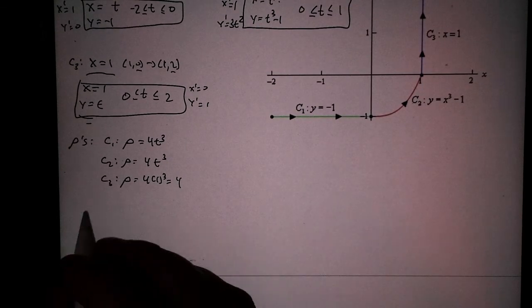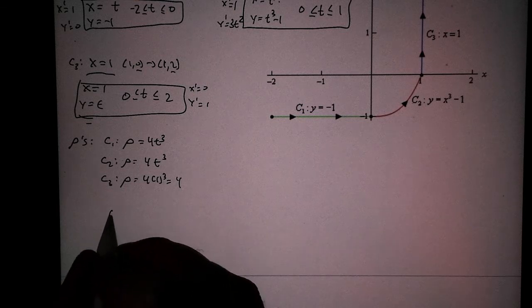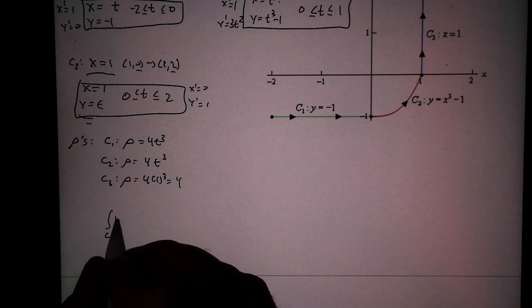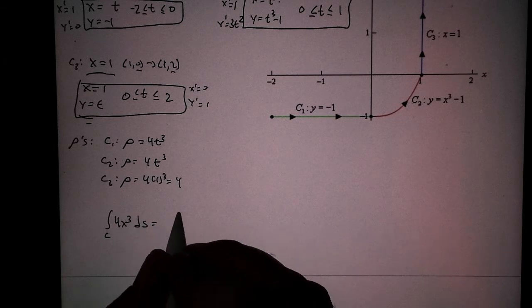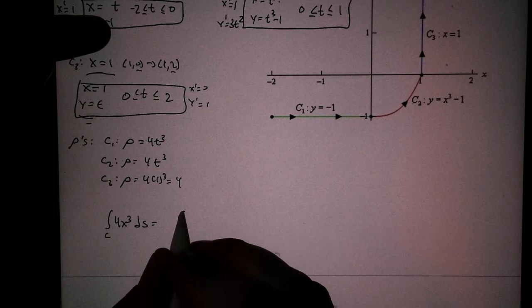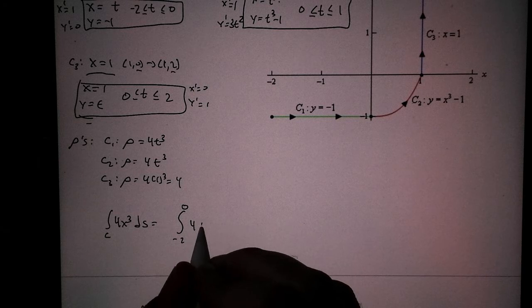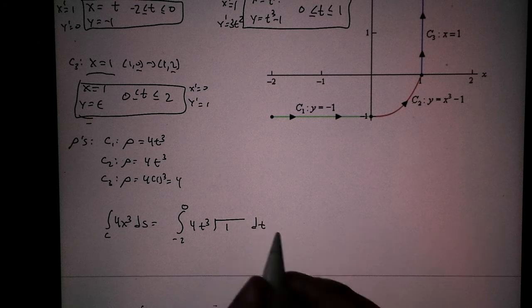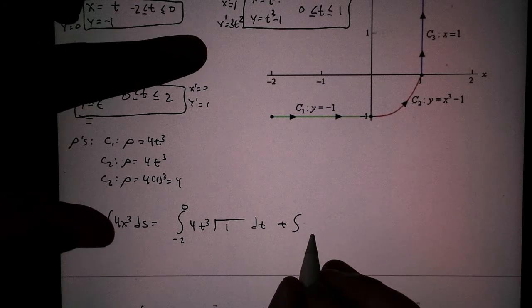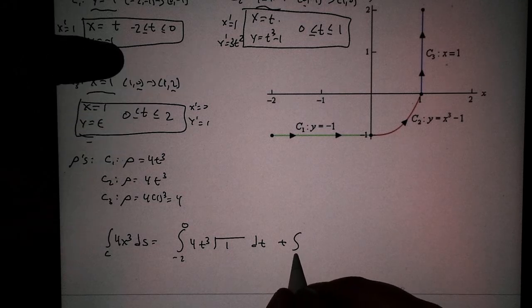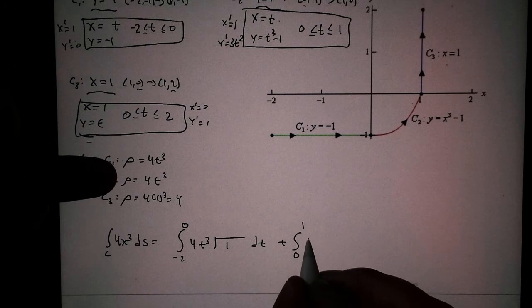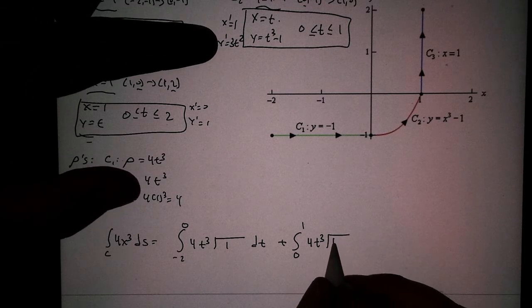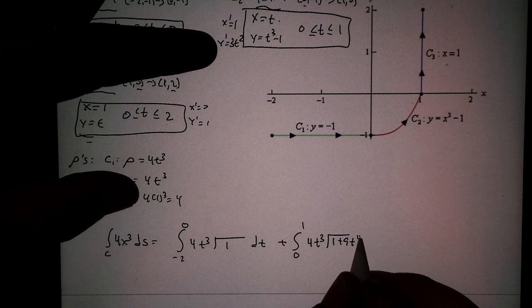And now I can just set up my line integral. That should be the integral over C of 4x cubed ds. There's going to be 3 of them. The first one starts at -2 to 0. My rho here, 4t cubed, times the square root of just 1 squared, just 1 dt. Don't simplify. Plus my second one starts at 0, ends at 1. 4t cubed, and when I do this one, the derivative squared, square root of 1 plus 9t to the 4th dt.